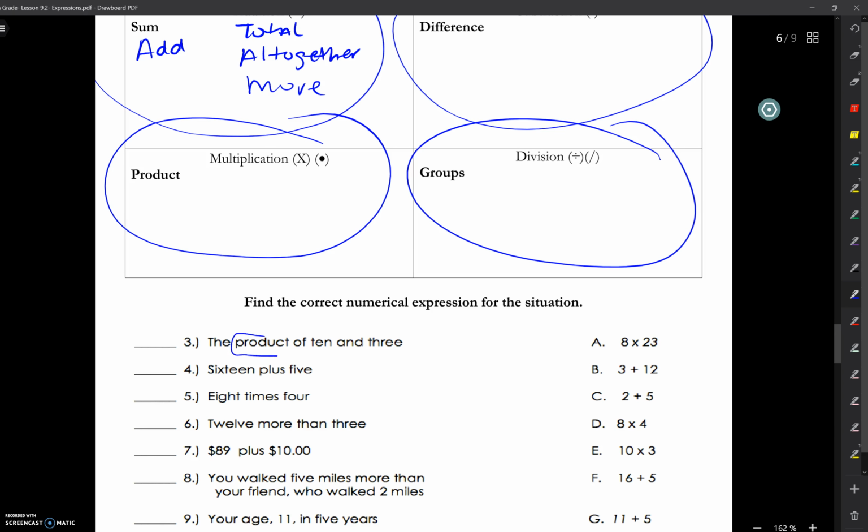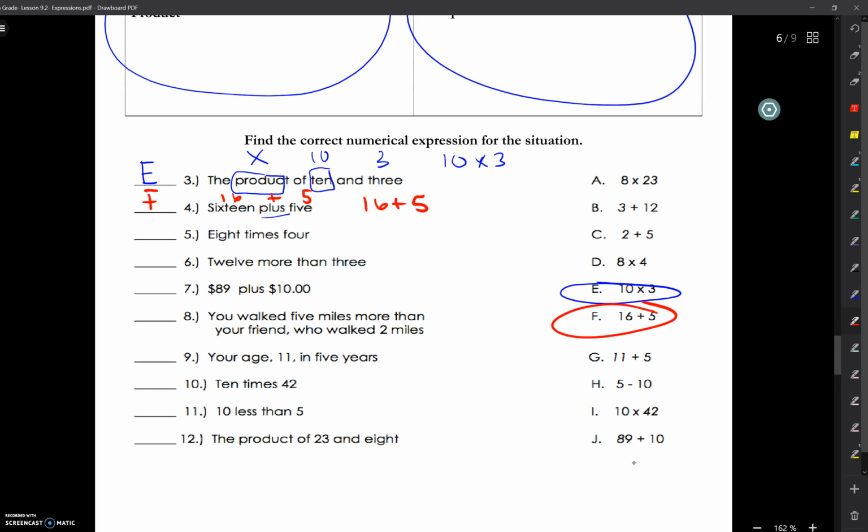And then now what you're going to do is look at these, and it says the product. So I know that the product is multiplication. The product of 10 and 3. So this means, here's my number, 10 and 3, and we're using multiplication, so it's going to be 10 times 3. So where is 10 times 3? It's right here, so I'm going to put the letter E. 16 plus 5. So we know I have 16 here. Plus is a plus sign, and 5 is here. So my expression would be 16 plus 5, and this would be F. So you're going to keep doing that until you answer all of these questions.